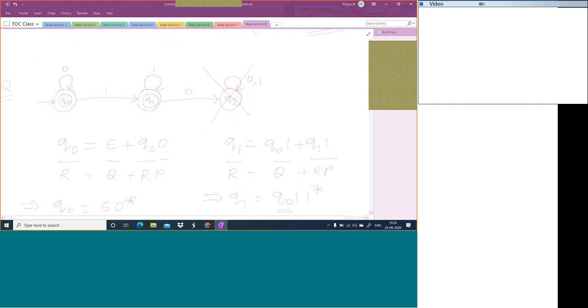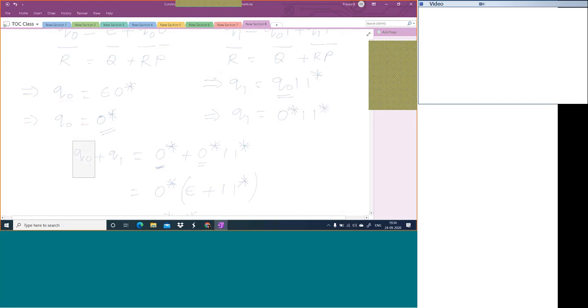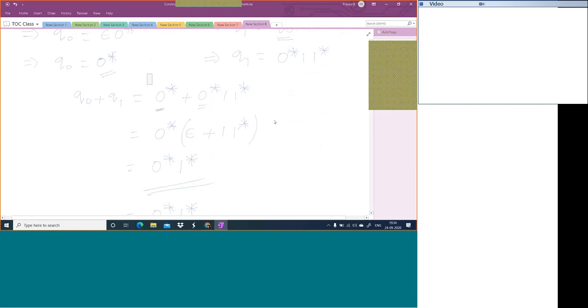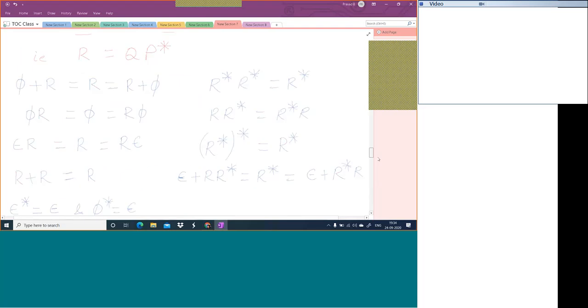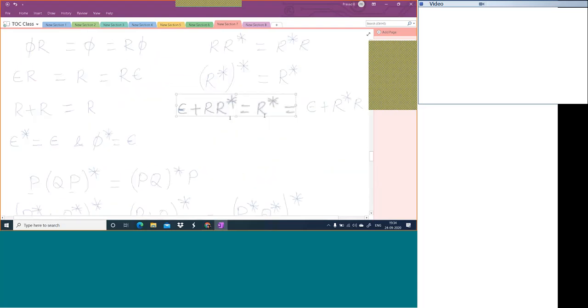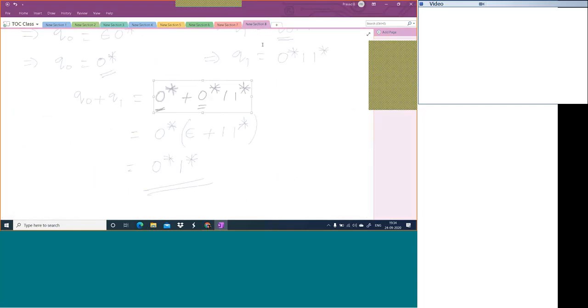Now this is for Q naught and this is for Q1. The result is the sum of the final states, Q naught plus Q1. That is 0 star plus 0 star 1 1 star. In this expression, what can we take common? 0 star we can take common. If I take 0 star common from here, epsilon will be there. From here, if I take 0 star common, 1 1 star remains. Epsilon plus RR star. We have one formula: epsilon plus RR star is R star. So epsilon plus 1 1 star is 1 star. 0 star 1 star is the answer.